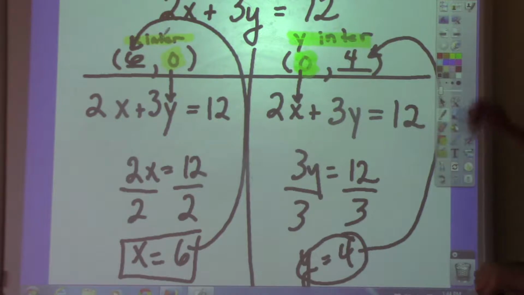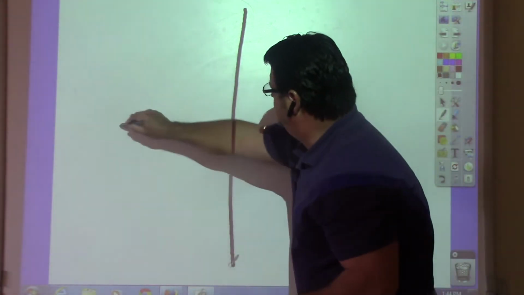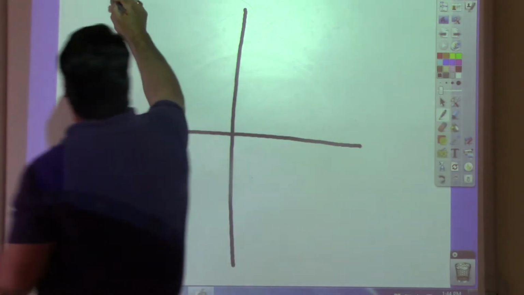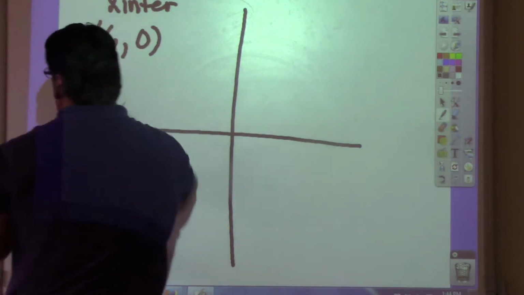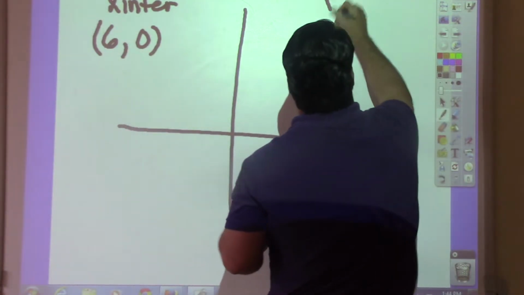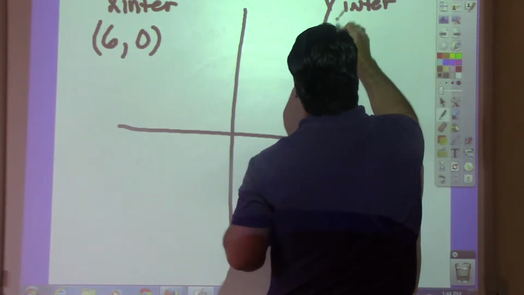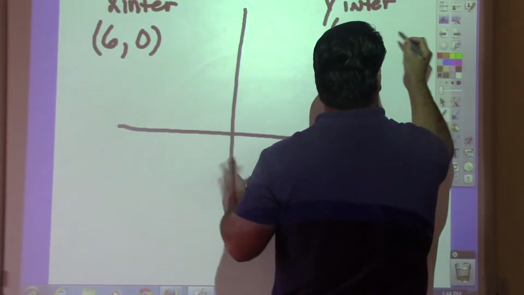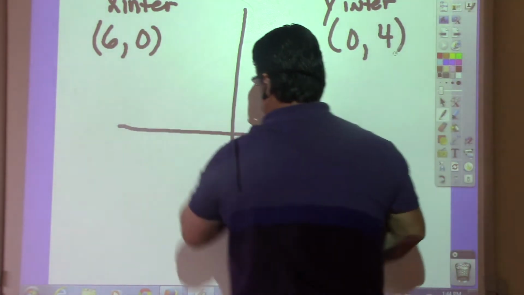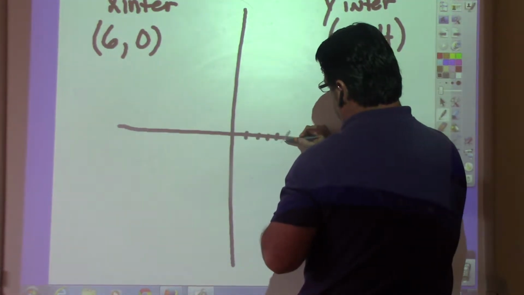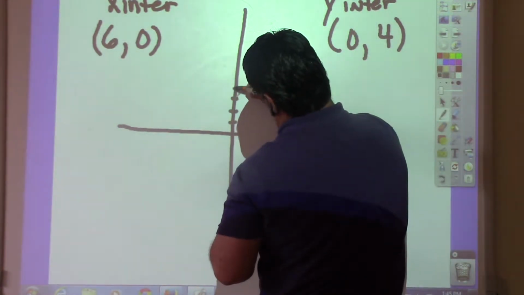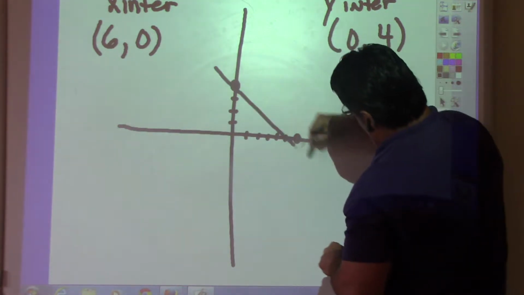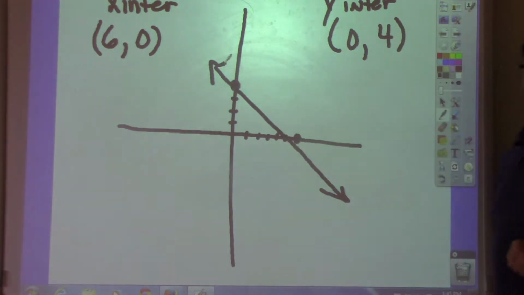So, 6 and 0. My x-intercept is 6 and 0. Notice, I still put that up there. I'm not doing that for your benefit. I'm doing it so I don't put it on the wrong one. And the other one is 0, comma what? 4. So this one goes on the x-axis. 1, 2, 3, 4, 5, 6. And this one goes on the y-axis. And your line goes like that. Okay.